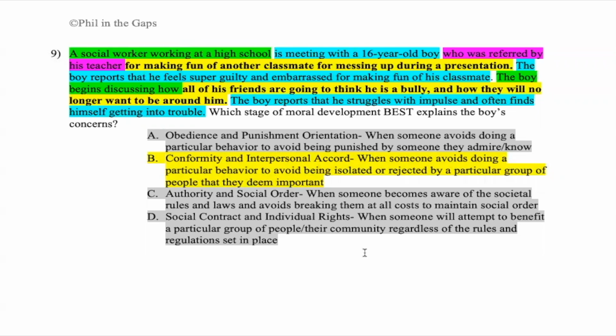A's incorrect, because yes, he is getting into trouble, but he's not fearing that he's going to be punished by a particular person. C's incorrect, because he's not going to be incarcerated for making fun of somebody during a presentation. D's incorrect, because he's not writing a contract to advocate for the individual rights of a particular community or group of people. B is the correct answer, because he's afraid that his friends are no longer going to want to be around him because he's making fun of people and he's not doing the right things to conform to that group of people. So the correct answer here is B, conformity and interpersonal accord. So that's how we'd look at that question in particular.